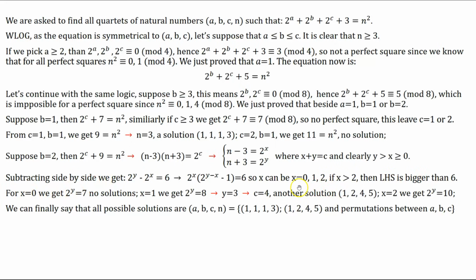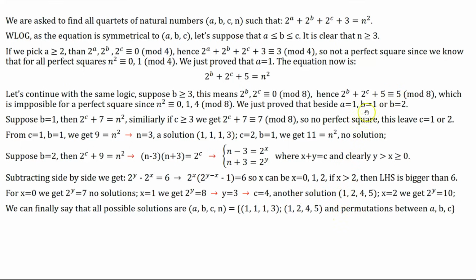Now, we should take case by case, and we find that for x equal to 0, we get from this condition over here that 2 to the power y is equal to 7, which doesn't have any solution. For x equal to 1, we get that 2 to the power y is equal to 8, or that y is equal to 3, which gives in this case c is equal to 4, because x is equal to 1 and y equal to 3, and c is the sum of these two numbers. So we just found ourselves another solution.